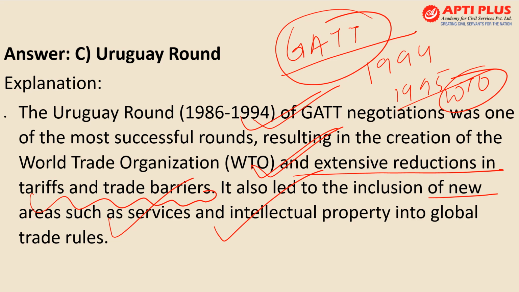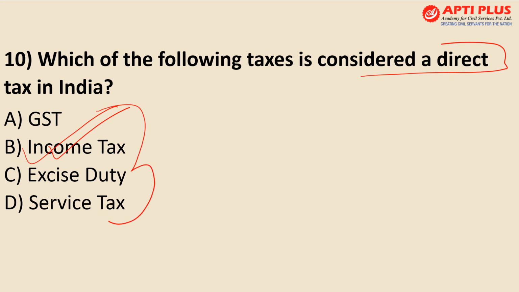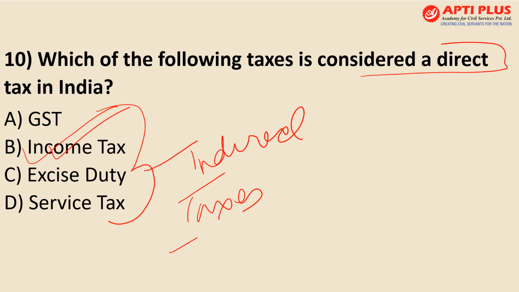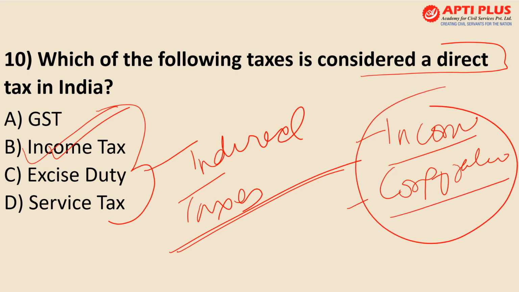Moving on to the last question, which of the following taxes is considered a direct tax in India? This is very easy. A, GST, B, income tax, C, excise, D, service tax. So your answer is B, income tax. So the remaining others are your indirect taxes. Your income tax, your corporation tax are both direct taxes.